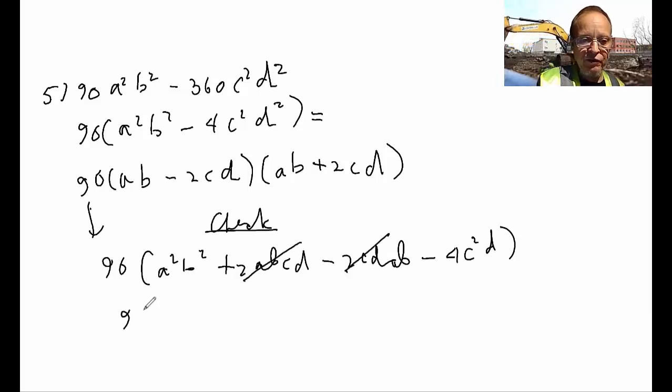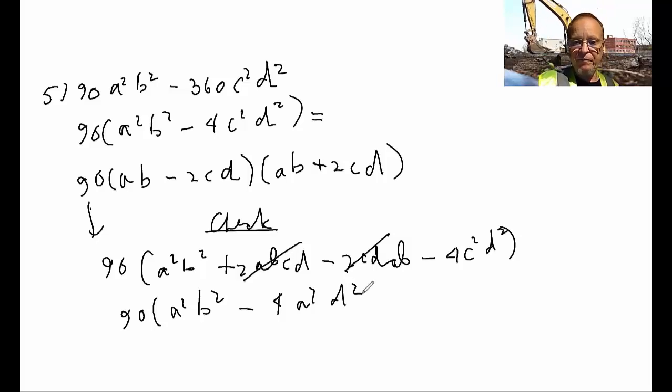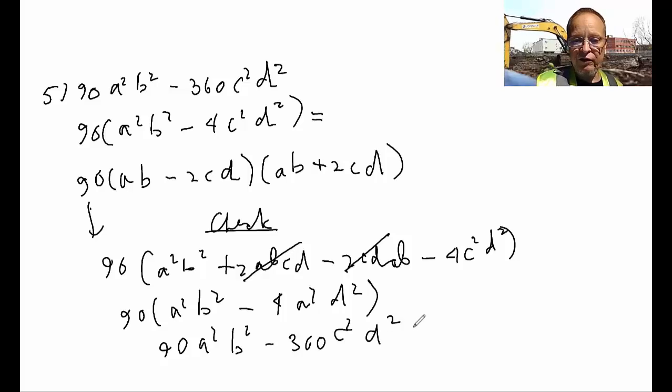So I end up with 90a squared b squared in my check minus 4c squared d squared. And then I can multiply my 90 in, 90a squared b squared minus 360c squared d squared, and here we go.